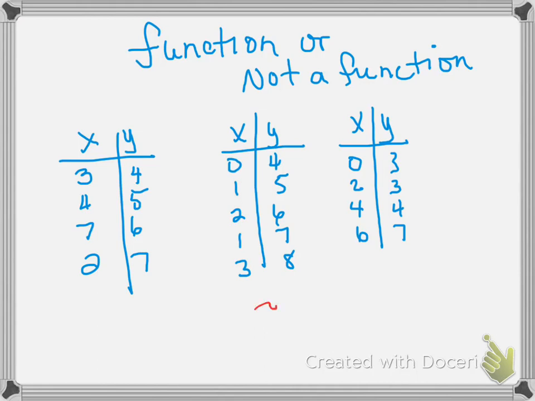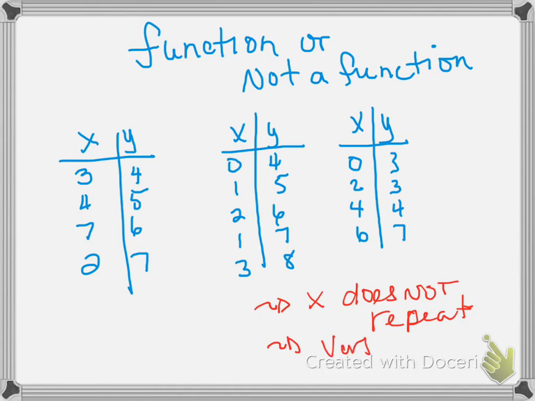A couple of things you've got to look for. One thing is if it's a function, x does not repeat. Otherwise, we should not see the same number in the column of the x values. Another thing we could do is the vertical line test. If we do the vertical line test, you draw a line straight down. If it touches the graph more than once, then it's not a function.